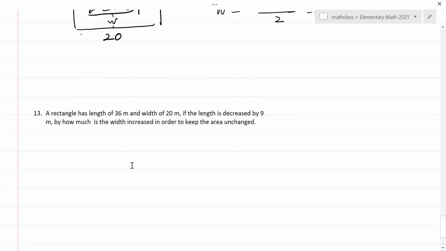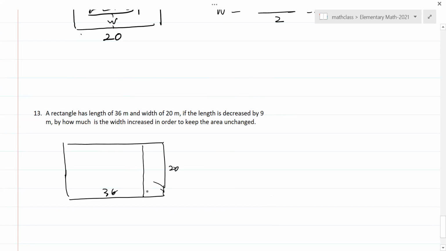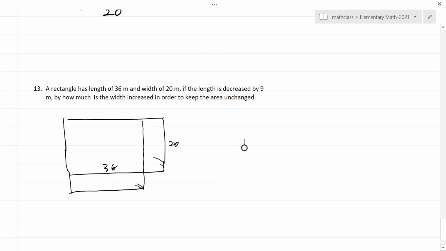Okay. So our next problem, it's probably one of the last problems here. So we have the rectangle. Let's draw the picture, and then there's a width. Okay, 36 and 20. So if the length is decreased by 9 meters, but we want to increase the width in order to keep the same area, the area unchanged. So this is the length. The length is 36 minus 9, which is 27, right?